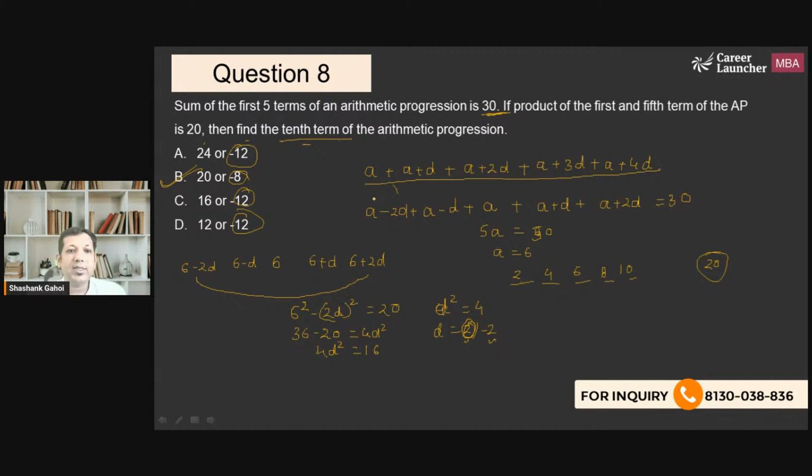Right? So always start when the number of terms is odd. Always take the middle number as A, then go with minus D, then plus D, plus D. You are going to get the sum. The things will be easier for everyone. Okay. Now let's move on to the next question.